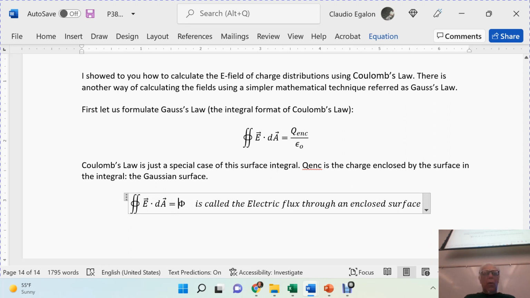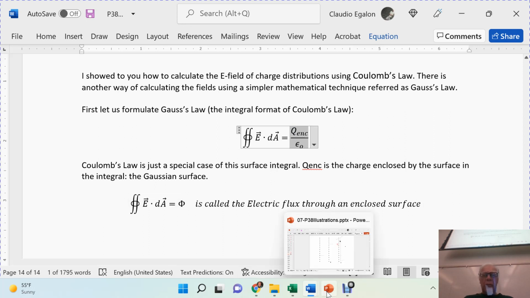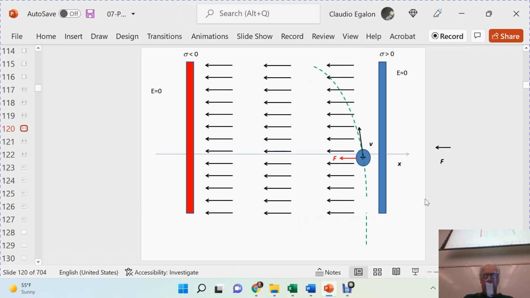And what we are going to do now is solve some problems in terms of the electric flux, so you can have a feeling for what this integral is all about. And then we worry about the enclosed charge later on, okay? I have some illustrations here for you to understand what this flux is. First, instead of talking about the enclosed flux, let's talk about the electric flux.